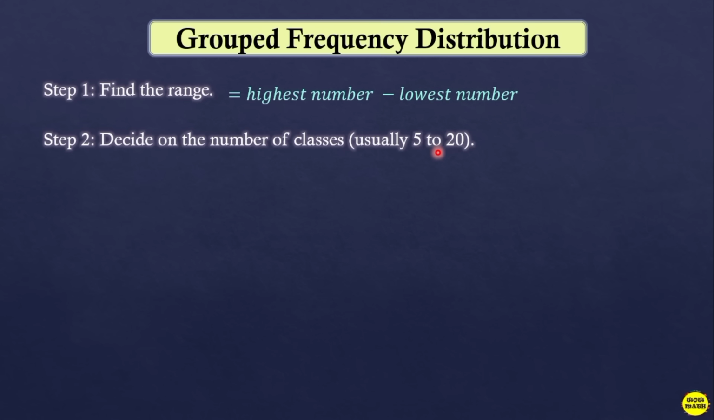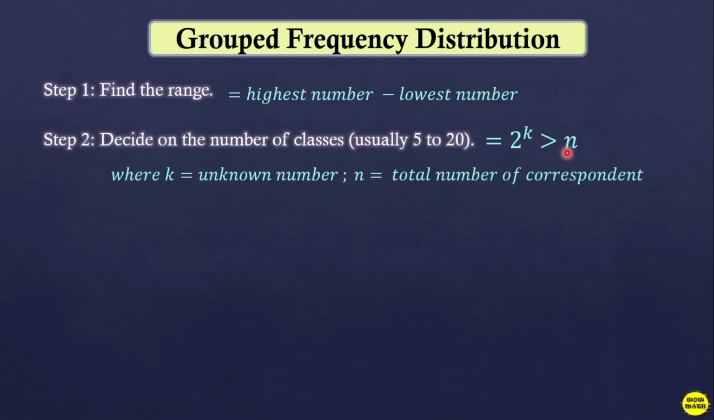Basta, ito po yung kanyang range. Okay? Or you may use this as your guide in creating or identifying the number of classes na gusto mo. Okay? Ano ba itong K? K is the unknown number and the N is the total number of correspondents.